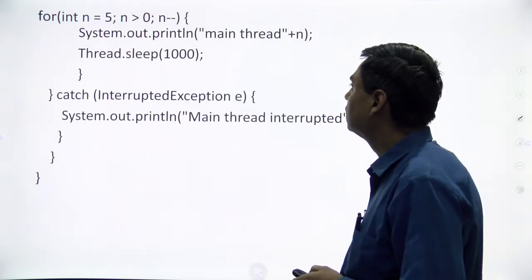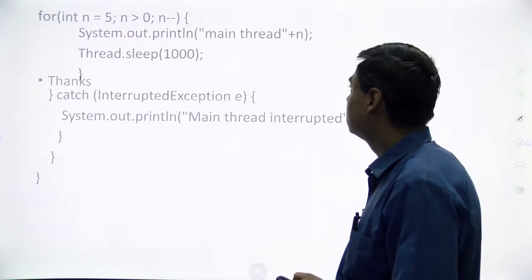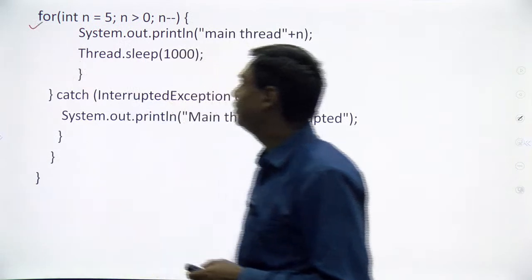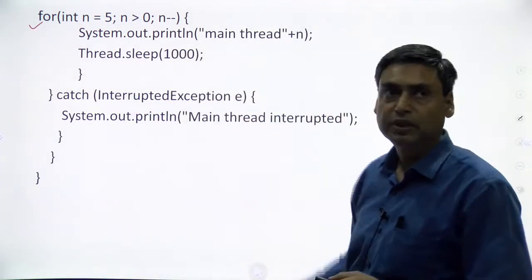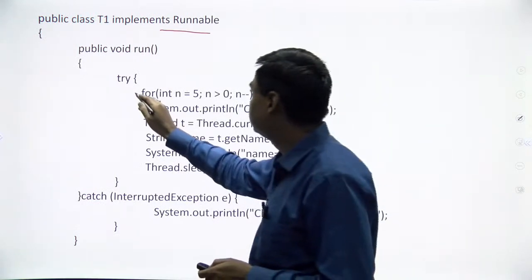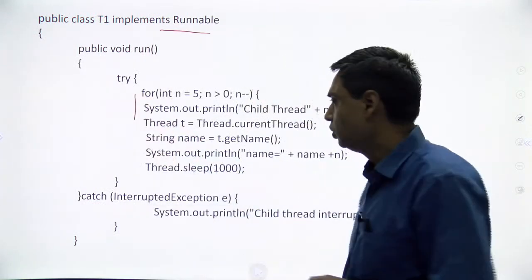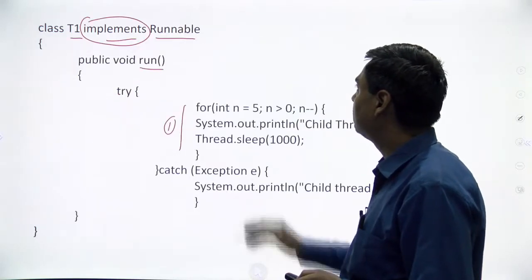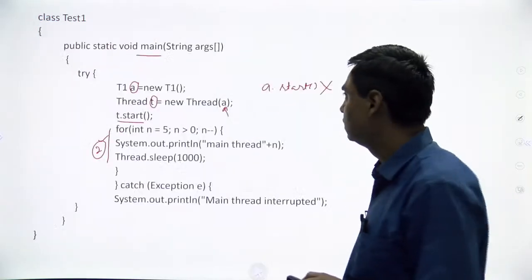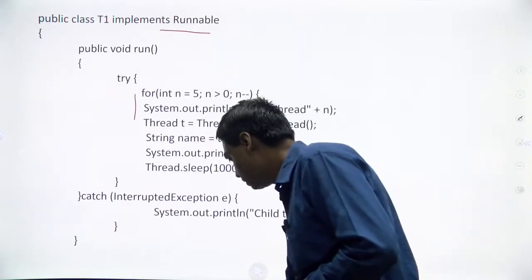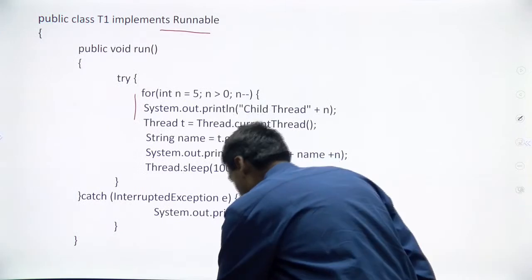Next, so this is the for loop of main. So this for loop will run simultaneously with the for loop of T1 class. Now I am running these 2 programs, running the program of Runnable interface and running the program of 3 threads. See the running of these 2 programs.